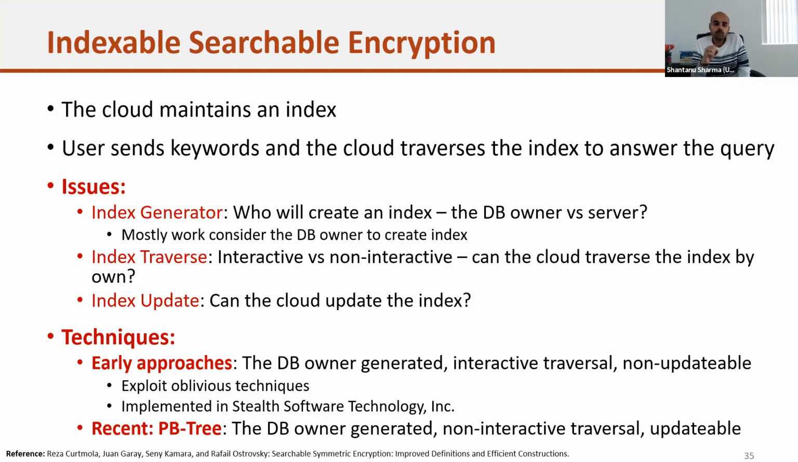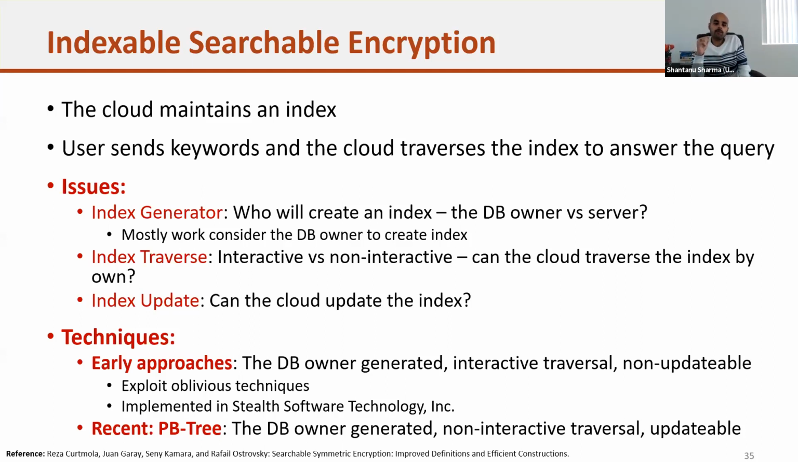Based on these questions, we can classify indexable searchable encryption techniques into two categories. The first one is the early approaches. In the early approaches, the database owner generated the index, and it required an interactive traverser. If I am traversing the tree, for going to every leaf at every level of the tree, I need to ask the server to send the node, and then I can traverse the tree. So if the depth of the tree is log n, then I need to do log n interactions with the cloud so I can traverse the index.